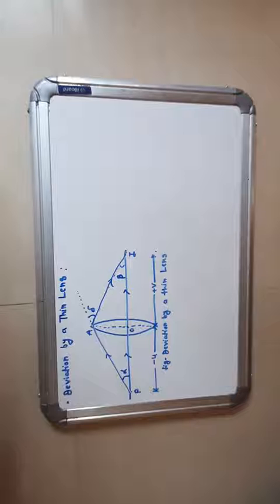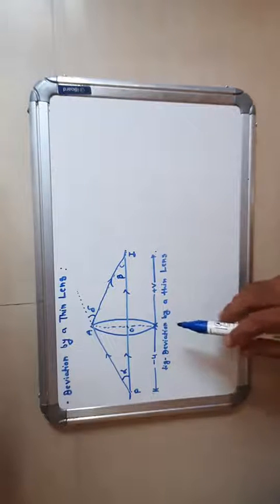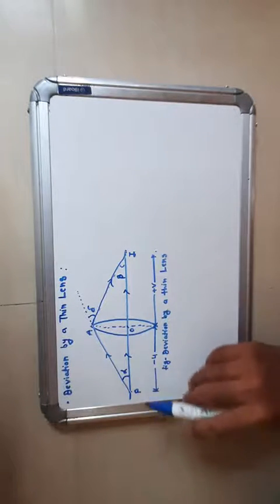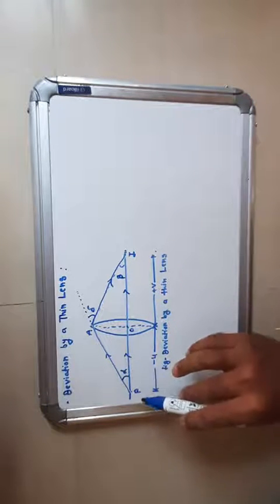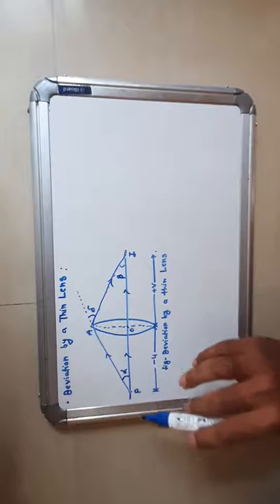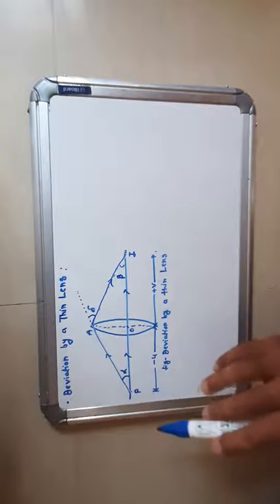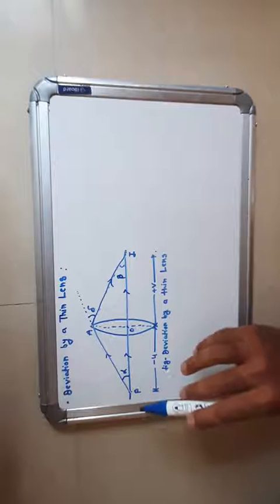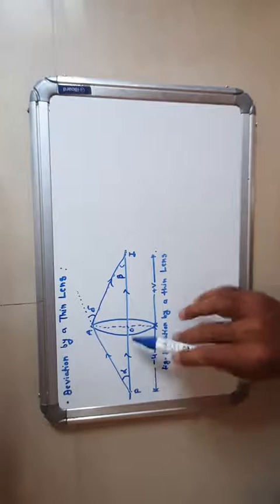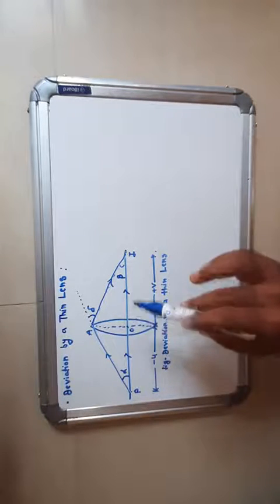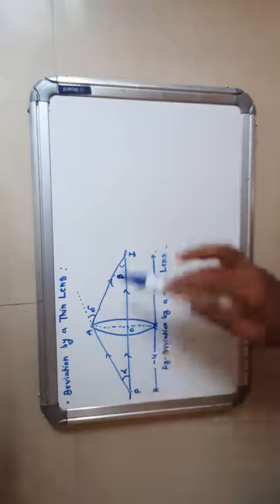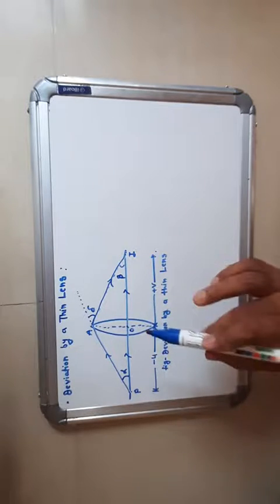Consider a point object situated at a point P on the principal axis of a thin converging lens. Here a convex lens is given, and this convex lens is perpendicular to the principal axis. On this principal axis, the object is placed at point P. Let the medium on both sides of the lens be the same.